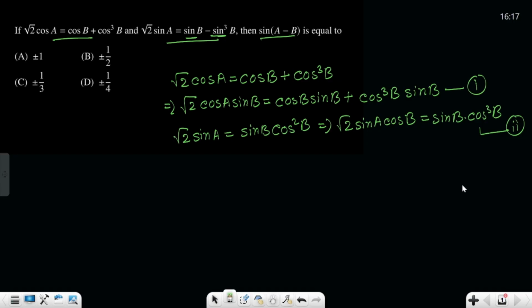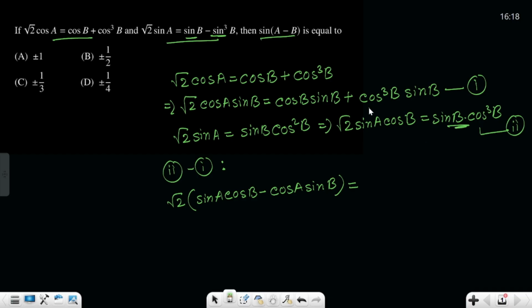Now what we will do? We will subtract equation number 1 from equation number 2. Actually we are doing 2 minus 1, right? So in the left hand side, it will be root 2 into sine a cos b minus cos a sine b. Now if we subtract, this term and this term will be cancelled out, and what will be left in the right hand side? It will be minus cos b sine b.